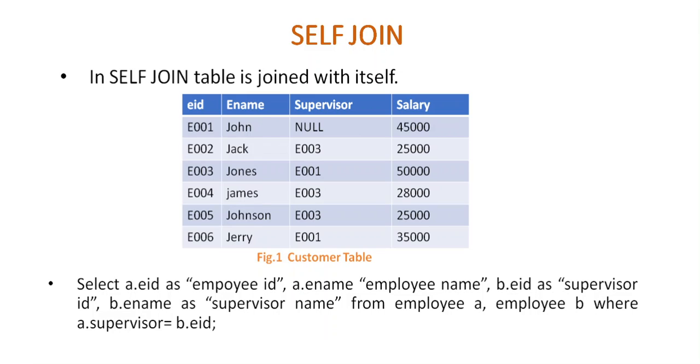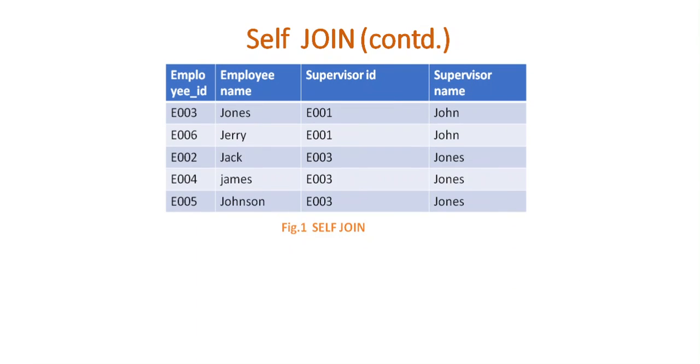So now I want output like this: employee ID, employee name, supervisor ID and supervisor name. Here one employee is the supervisor of another employee. In simple language, we can say one employee is reporting to another employee. That's why we need to join this table with itself. When you execute this query, you will get output like this: employee ID, employee name, supervisor ID and supervisor name.